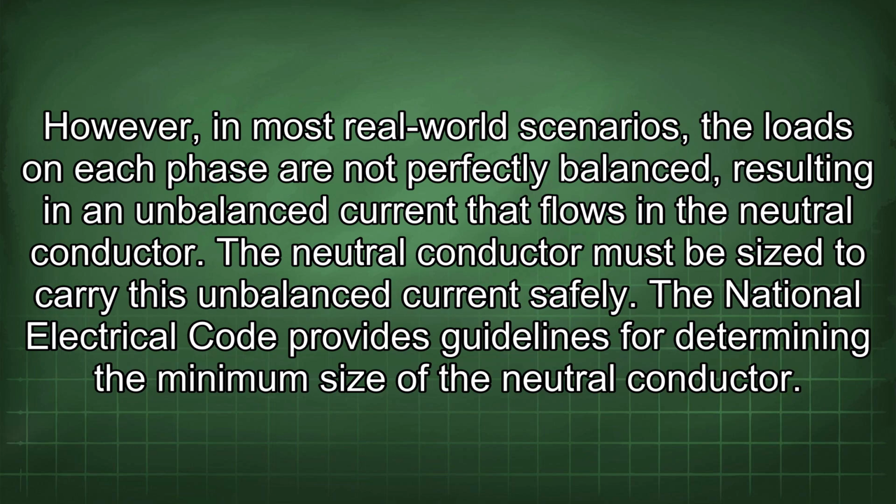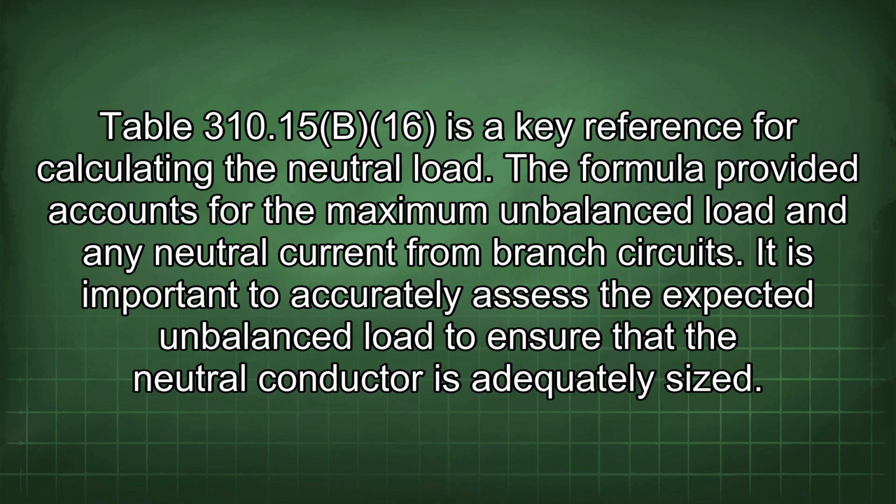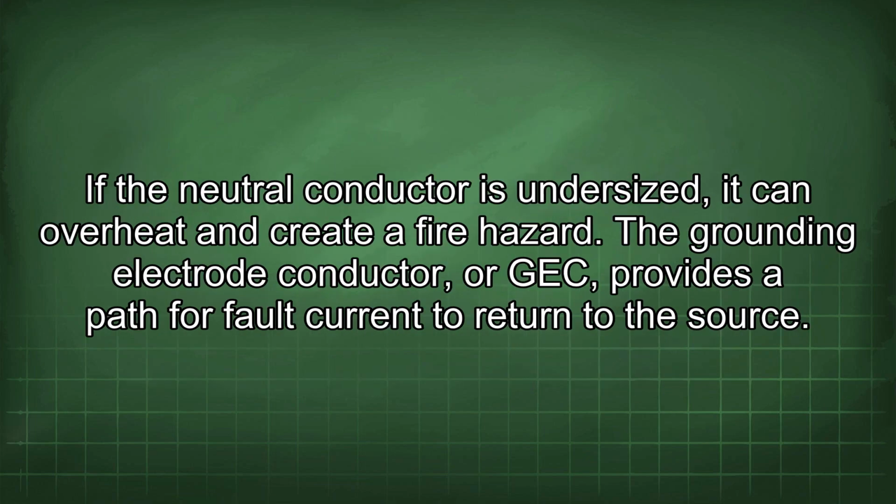The National Electrical Code provides guidelines for determining the minimum size of the neutral conductor. Table 310.15(B)(16) is a key reference for calculating the neutral load. The formula provided accounts for the maximum unbalanced load in any neutral current from branch circuits. It is important to accurately assess the expected unbalanced load to ensure that the neutral conductor is adequately sized. If the neutral conductor is undersized, it can overheat and create a fire hazard.